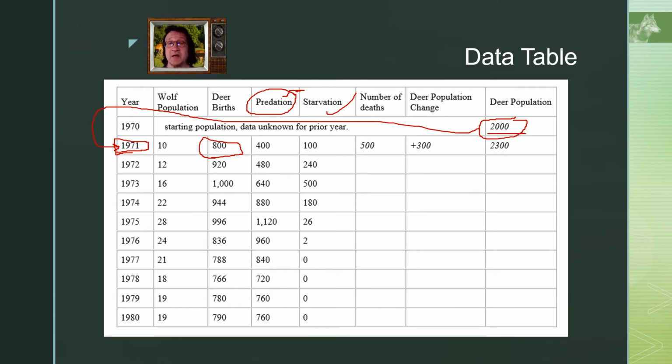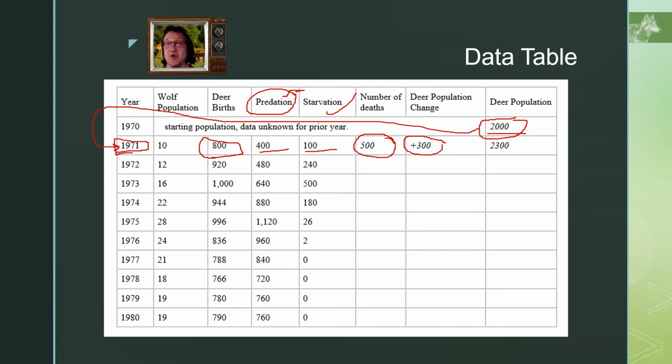So we're going to see in 1971, 400 deer died from predation, 100 from starvation. So that means the total number of deaths in that year, out of 2,800 deer, 500 died. So what was the total change in the population of deer? Okay, so total population.